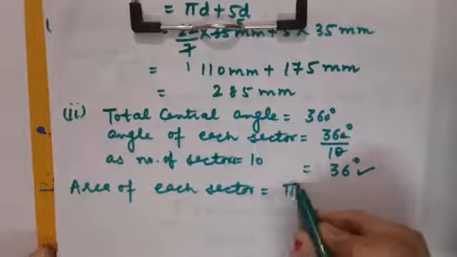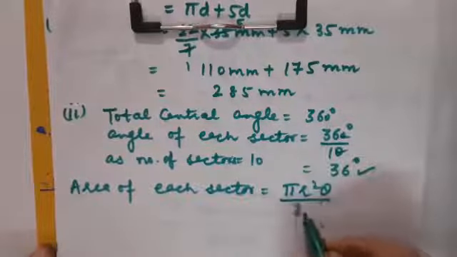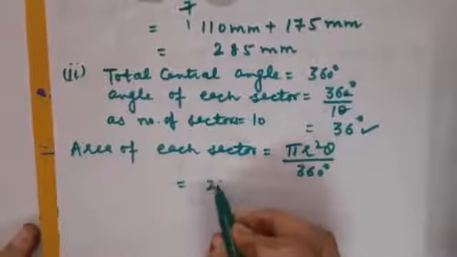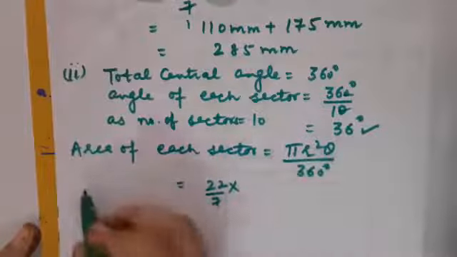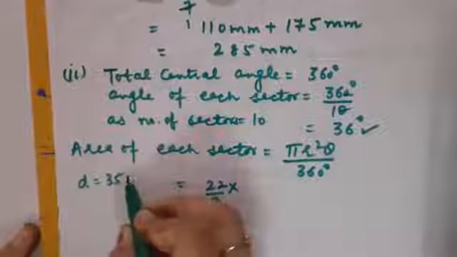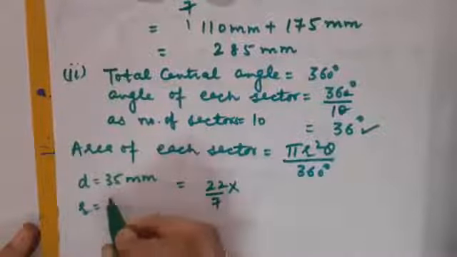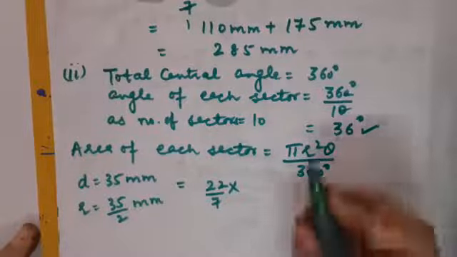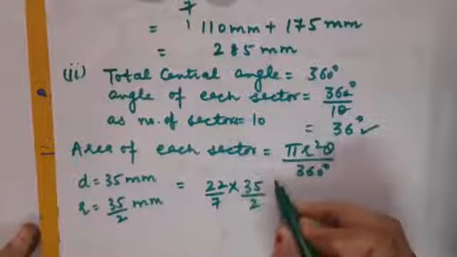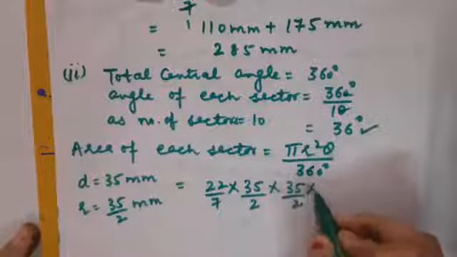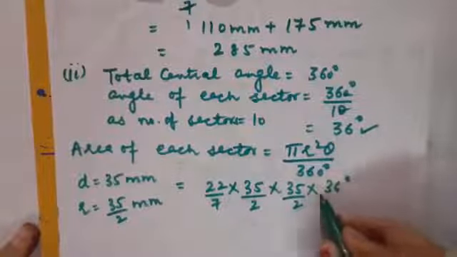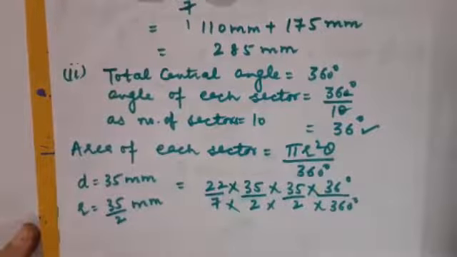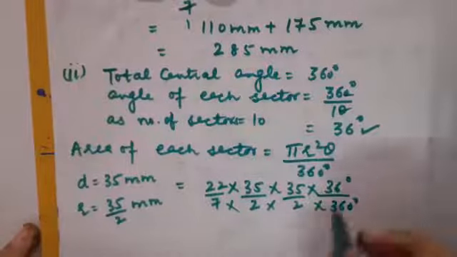Formula you know, that is pi r square theta upon 360 degree. Correct? So let us insert the value at place of pi. I will be writing 22/7. Children, diameter was 35 mm. Radius is half of the diameter. So can I write it 35/2 mm? Yes. So put here 35/2 into 35/2 into theta is 36 degree, and below this is 360 degree. You can do like this also. Correct? So let us start cancellation.